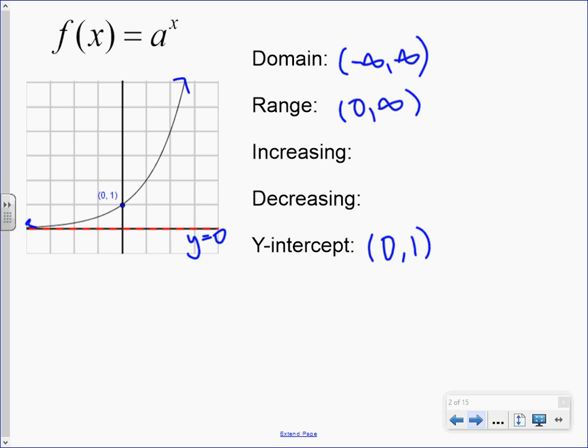Now, what do you notice about this function? It is always doing what? It is always increasing and never decreasing. It is exponential growth. It is always growing. You talk about exponential growth in science class? Yes. Bacteria grows exponentially.